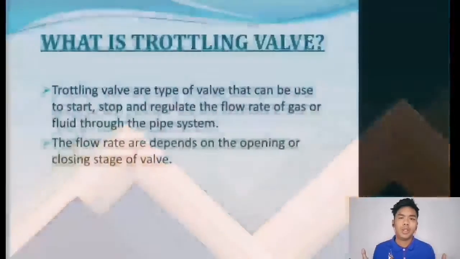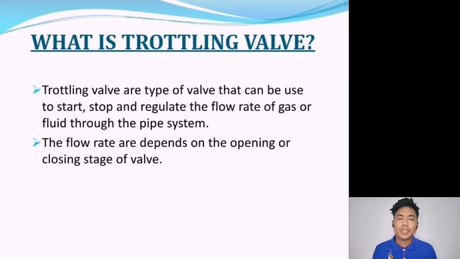I will explain about throttling valve. So, what is throttling valve? Throttling valve is a type of valve that can be used to stop, start, and regulate the flow rate of gas or fluid through the pipe system. So from that, we know the flow rate depends on the opening and closing stage of the valve.